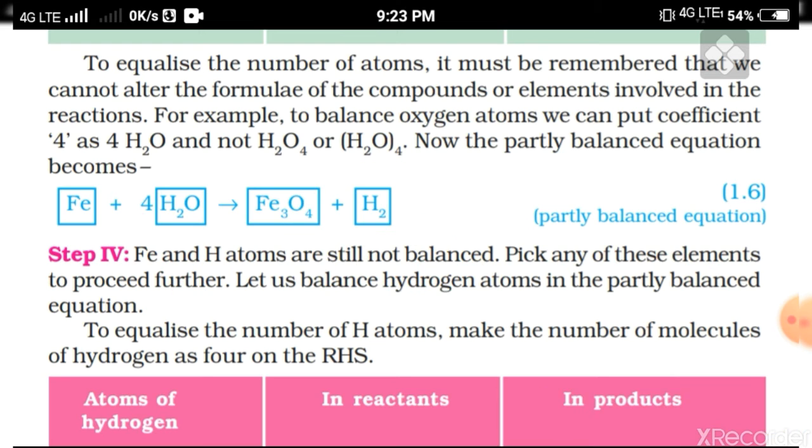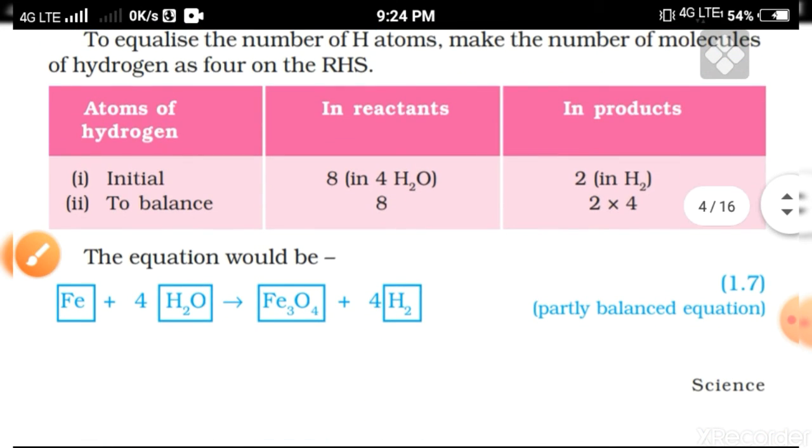Equal. So let's see, we have to balance them. Again, let's see.